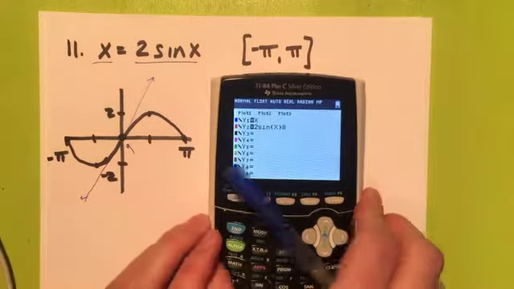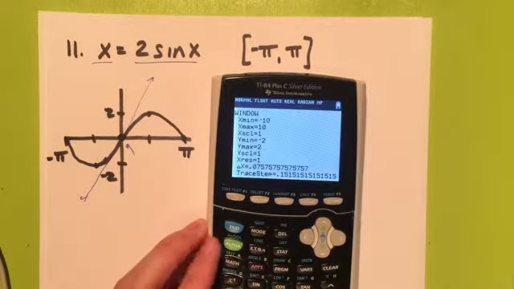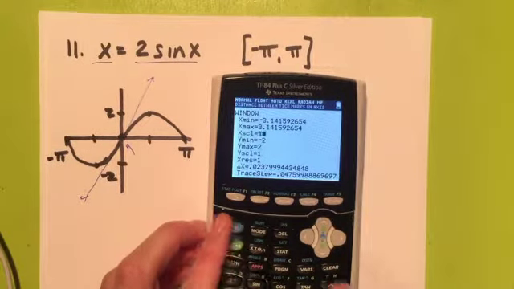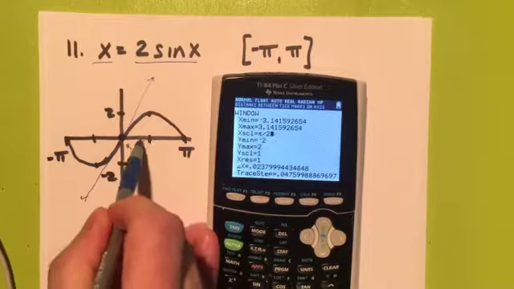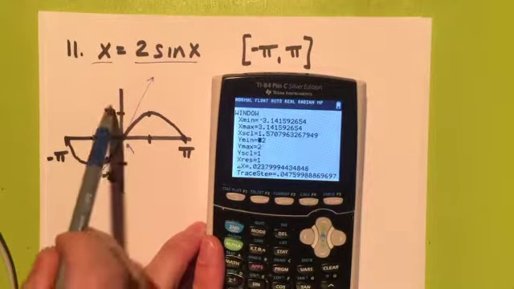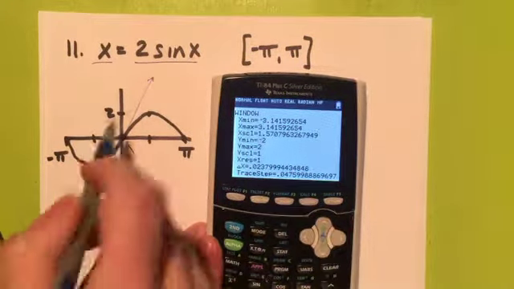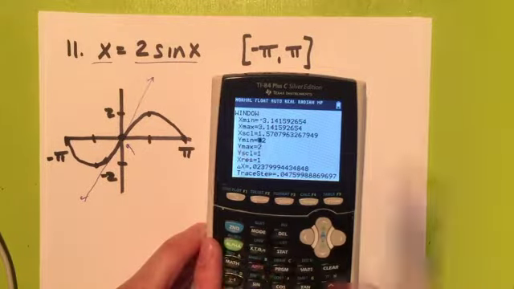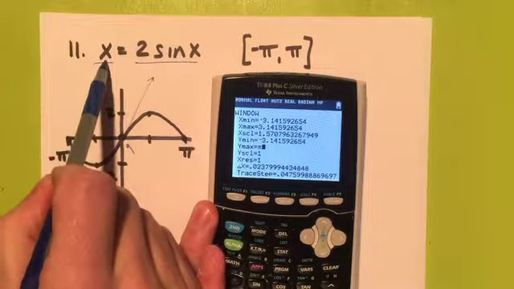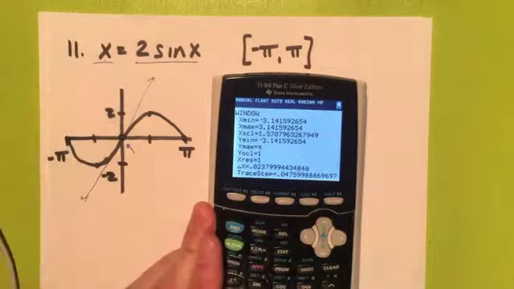Now it's asking us for approximate solutions from negative pi to pi. I'm going to change our window to go from negative pi to pi. I'm going to set the scale to pi over 2 because I know the intervals for sine are pi over 2. I know the maximum and minimum value for sine here is negative 2 to 2. But over this interval, I'm going to go negative pi to pi, thinking about the range of the function x from negative pi to pi.